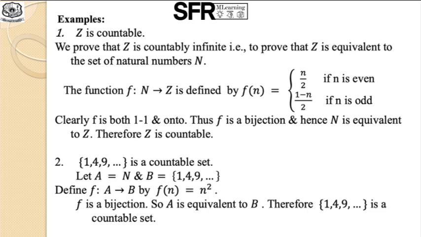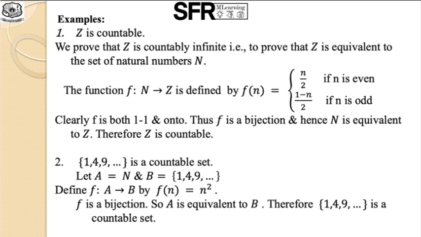So, you define a function f from N to Z defined as n by 2 if n is even and (1 minus n) by 2 if n is odd. That means the element 1, which is an odd number, so f of 1 has the image equal to (1 minus 1) by 2, that is 0. And next, natural number 2, which is an even number, so its image will be 2 by 2, therefore the value equal to 1. So, 1 goes to 0 and 2 goes to 1, etc.